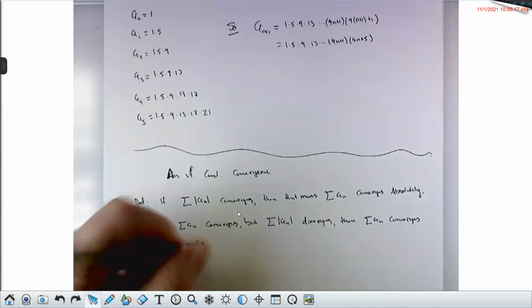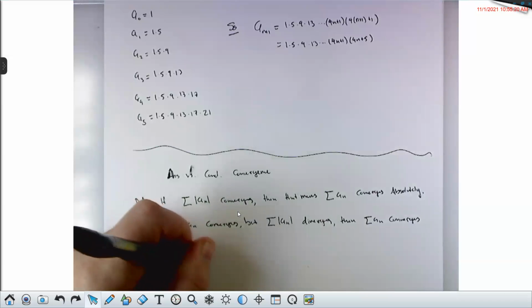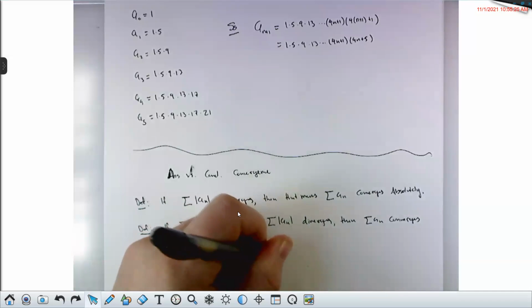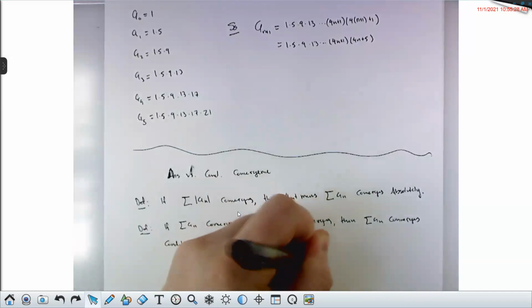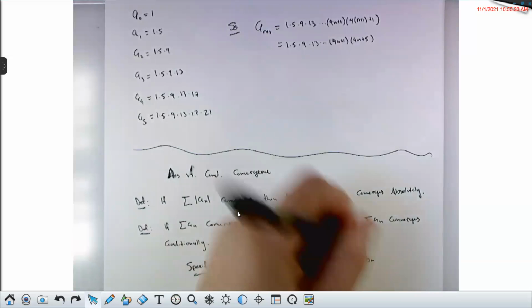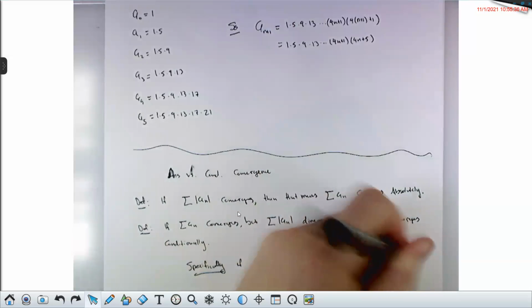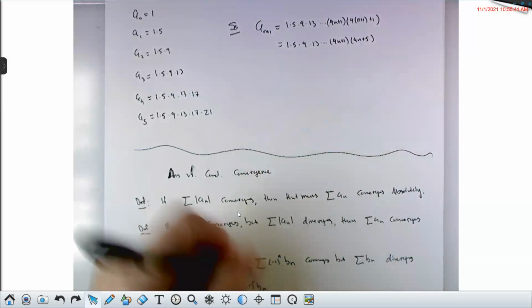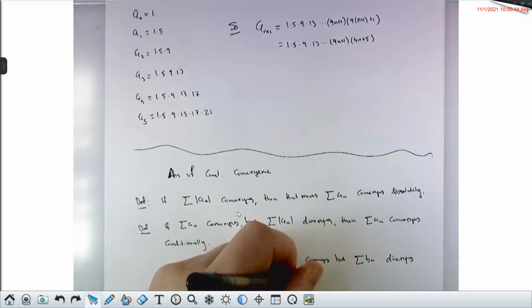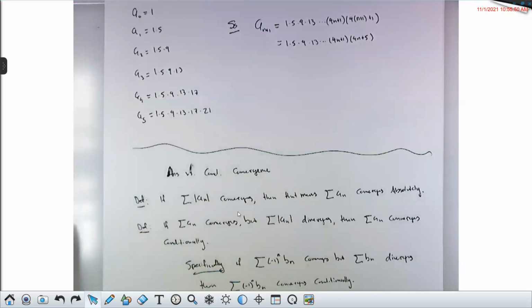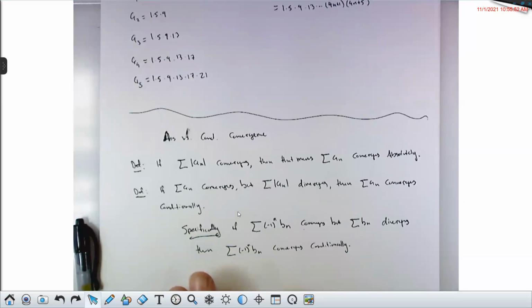So the place you're going to see this specifically, if sigma -1 to the n bn converges, but sigma bn on its own diverges, then that original series, sigma -1 to the n bn, converges conditionally. That's the idea. If you have an alternating series that would diverge if it didn't alternate, that is a conditionally convergent series.